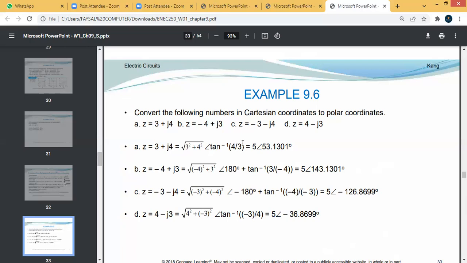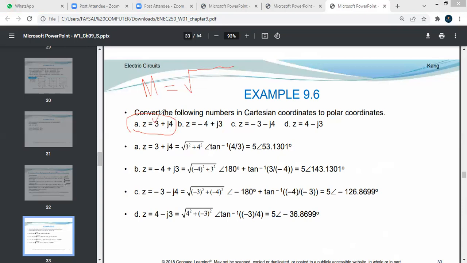So for this A, B, C, D, we have to do the same process. Just moving towards the first one, we have to find first the magnitude. So my magnitude M will be equal to the square root. Let's say the first value is Z equals 3 plus j4.